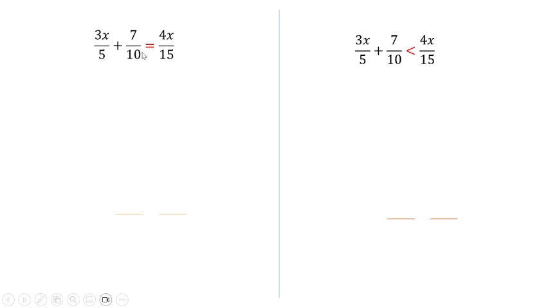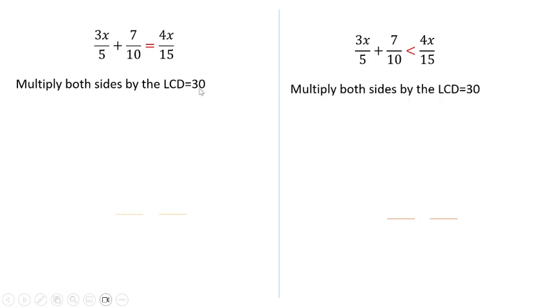Because we want to get rid of the fractions, which means we need to get rid of 5, 10, 15, and same here, 5, 10, 15. So first of all, we're going to find the LCD, and we talked about how to look for the LCM of 5, 10, and 15. And so we found out the LCD is 30, and same here, LCD is 30. If you forgot, go back to the first week's class.